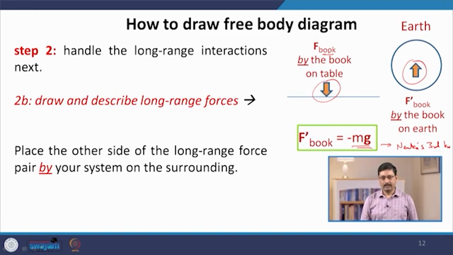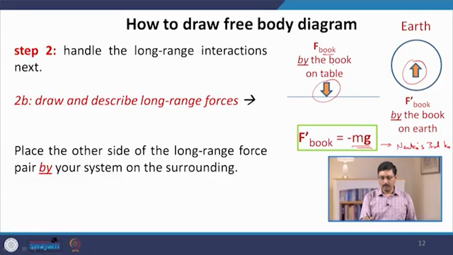And in general, these two forces are different in magnitude also. In this particular example, I am implicitly assuming that the book is at rest on the table. So, they must cancel each other. In this particular situation, as we shall see later, they must cancel each other so that the book can be at rest on the table, but in general the magnitudes can be different. So, the force by the book on the table and the force by the book on earth can have different magnitudes in general. In this particular example, they are the same in magnitude.